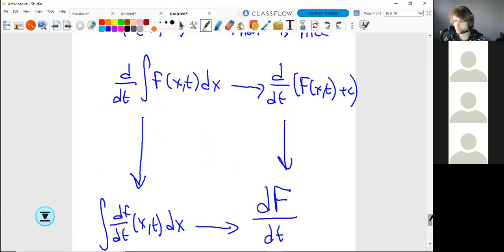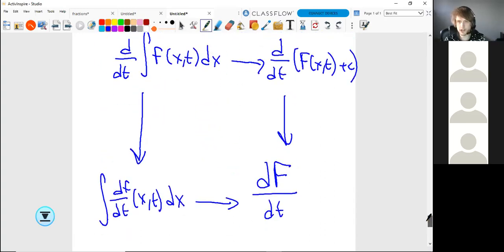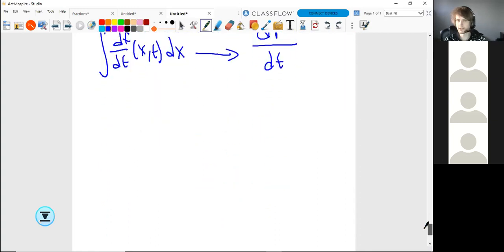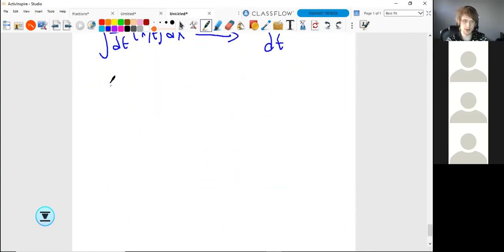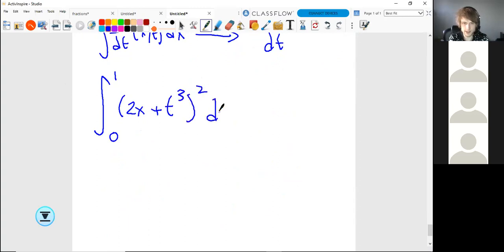So this means that sometimes one path is more desirable than the other, and it also means that sometimes we can solve problems by turning them into a more complicated problem and then solving that one. So let's look at a really simple example: the integral of (2x plus t cubed) squared dx. So an antiderivative for this thing is 2x plus t cubed. Actually, let's integrate this correctly. Let's not skip any steps.